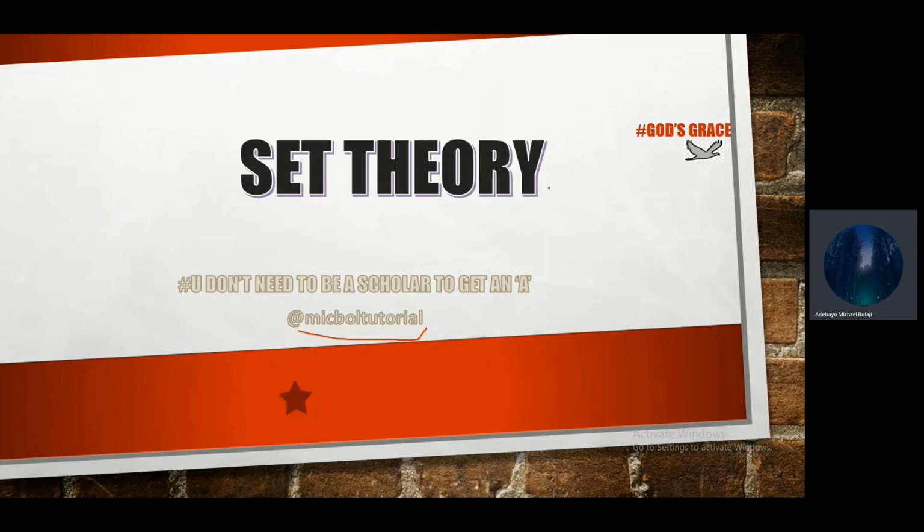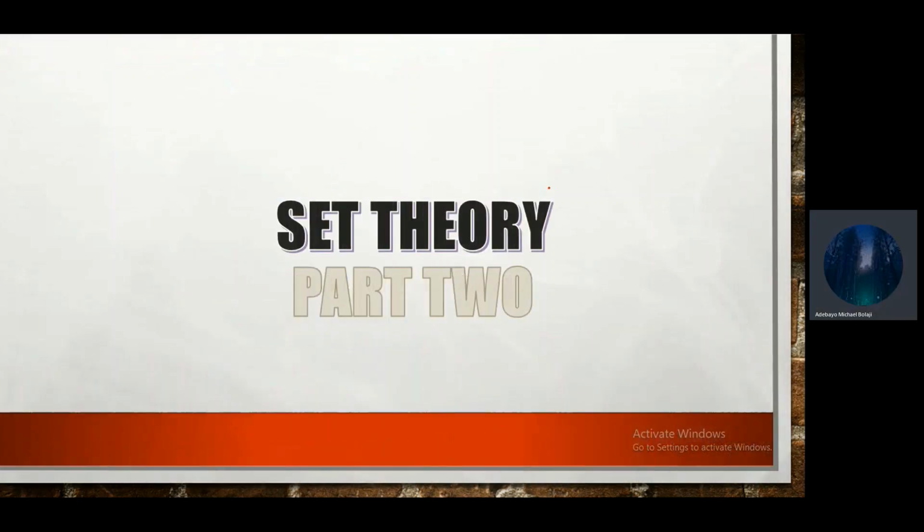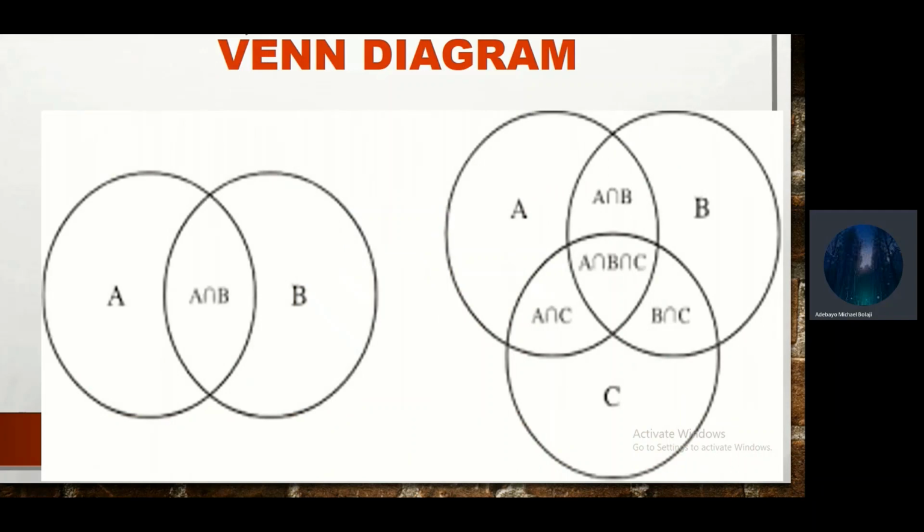Okay, let's continue with our set theory. Now this is part 2 of set theory. In part 1, I introduced the definition of sets and the notations involved in sets, and we saw many examples on that. Today we are going to be going into something called the Venn diagram. Can we all say Venn diagram?